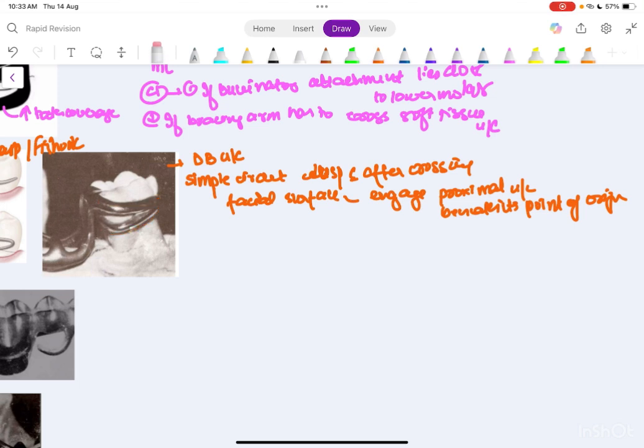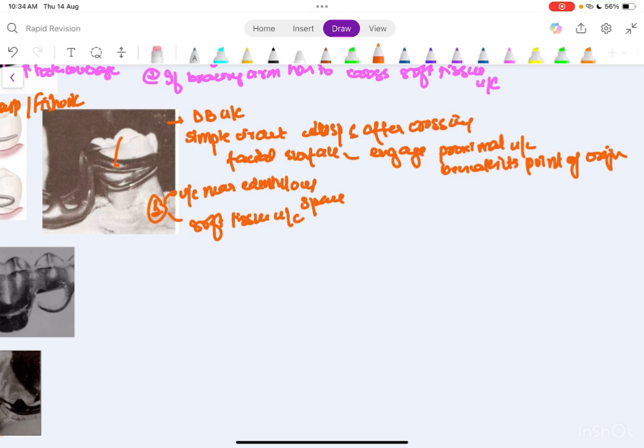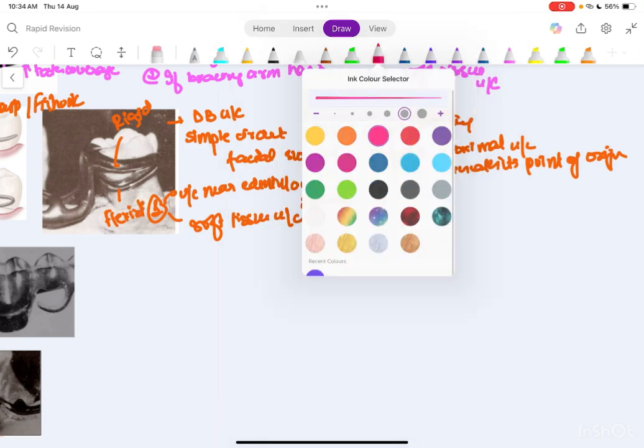Right, now this reverse fish hook pin is basically used in conditions where the undercut is near the edentulous space, and it is also indicated in soft tissue undercuts. Now here this upper arm is rigid and lower arm is flexible. Okay, now let's talk about the next one.